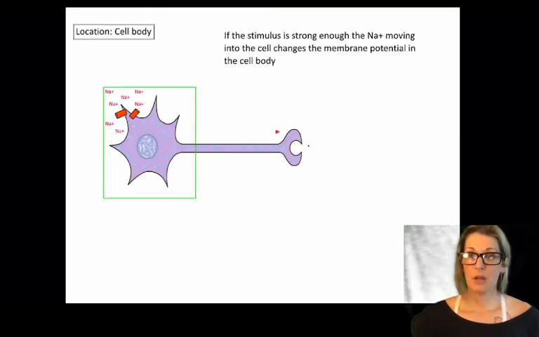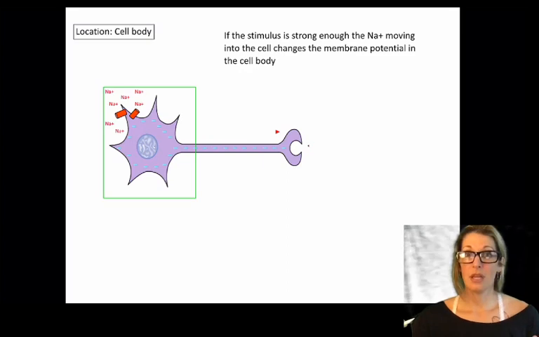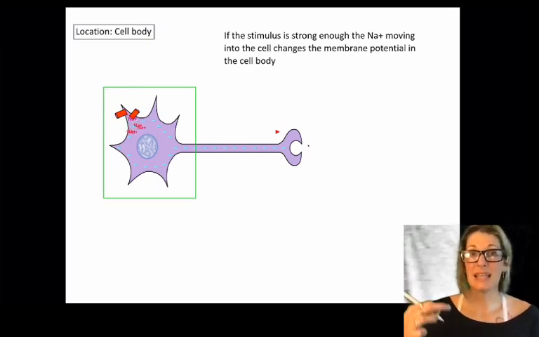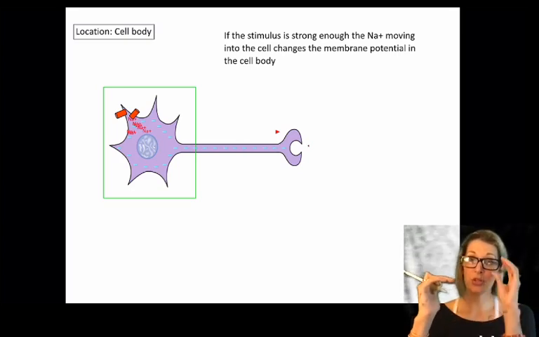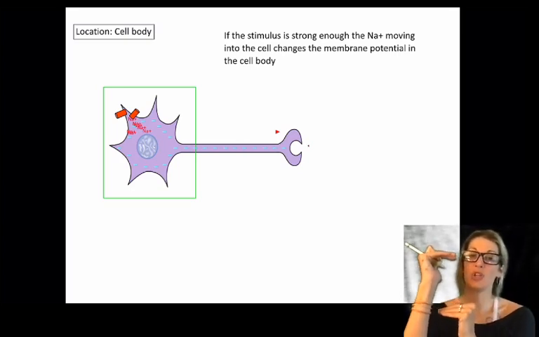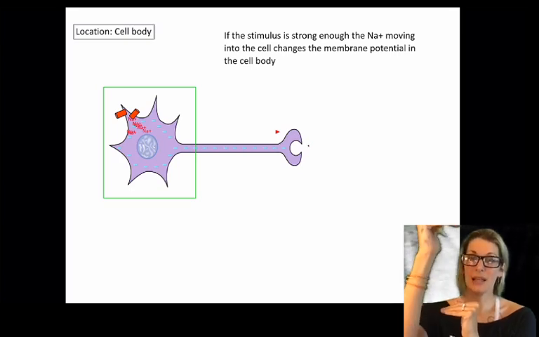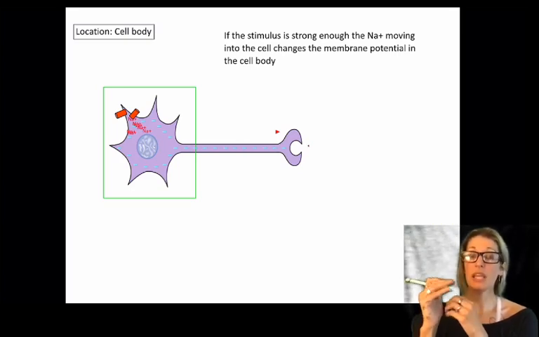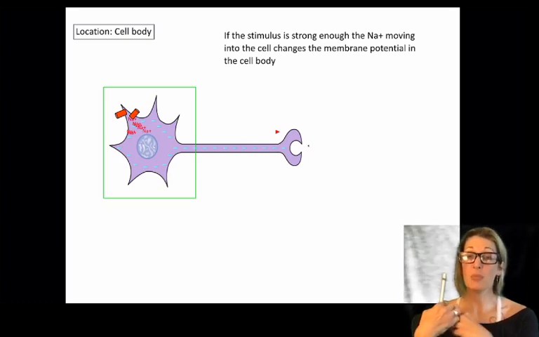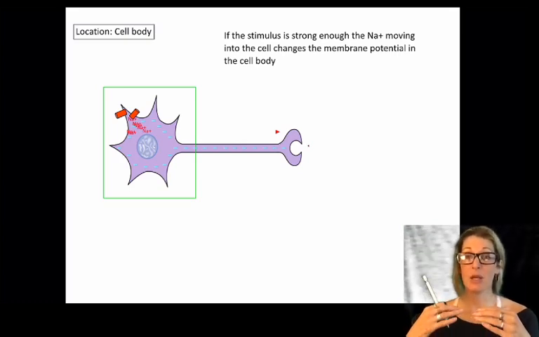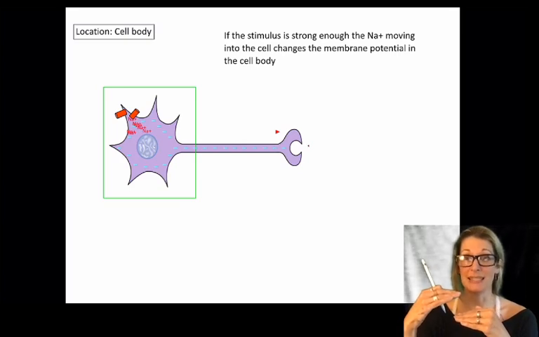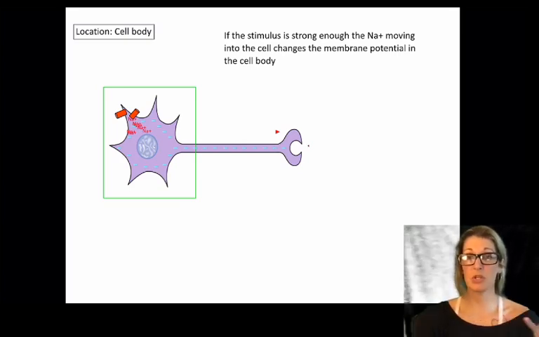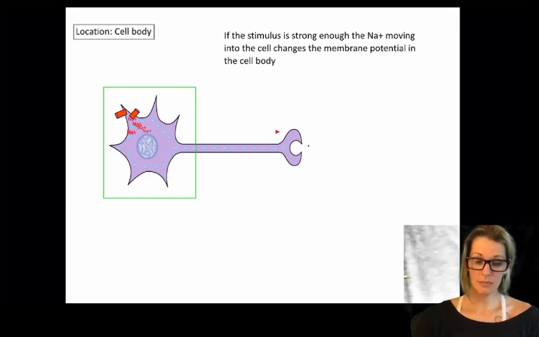If the stimulus is strong enough, the sodium that's moving into the cell changes the membrane potential in the cell body. Okay, so remember that membrane potential is the difference. How different is the charge outside of the cell versus inside of the cell? If we get enough positive charges moving into that negative environment, we're going to change the membrane potential inside the cell body. Okay, so what we're doing is we're just adding positives, right?